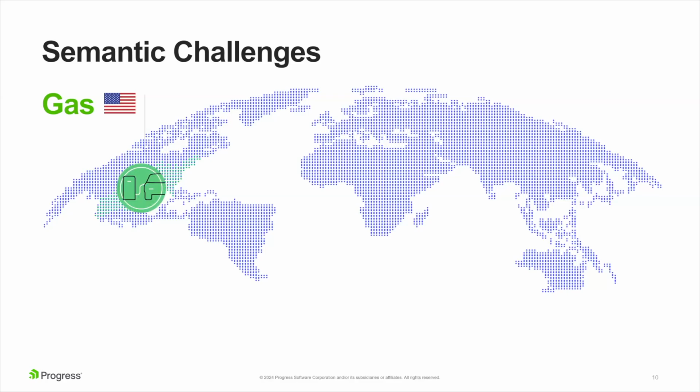Some other challenges we have dealing with unstructured data are the semantic challenges. We represent words in many, many different ways, often within a region, but across other regions. So let's talk about gasoline, gas. I live in the United States. Chances are to power my car or your car, you're going to put some gas in there.